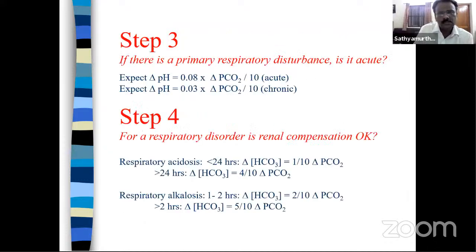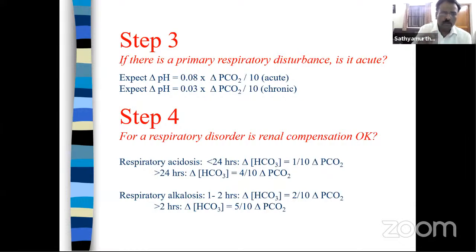Now step 3 is for a respiratory disorder. Again, step 1 is looking at the pH. Step 2 is to see whether it is respiratory or metabolic, whichever is predominant. Step 3, if it's a respiratory disorder, is to find the expected delta. Delta pH is nothing but your change in pH.